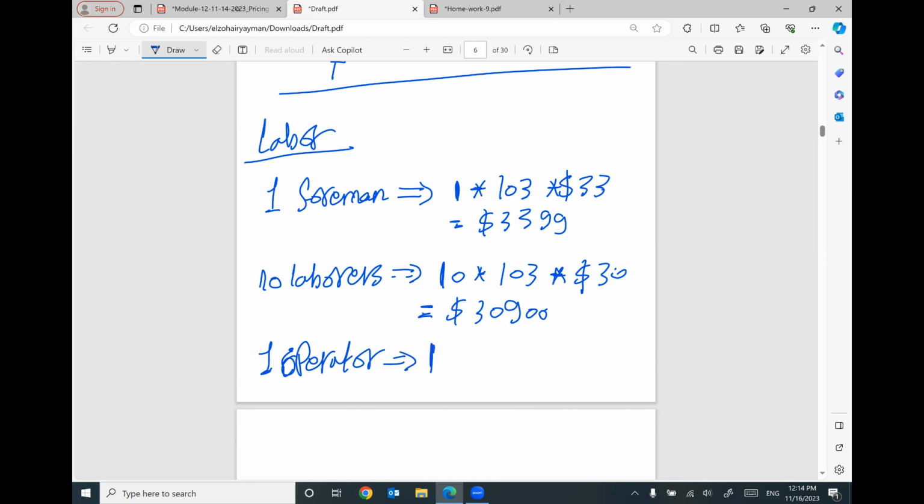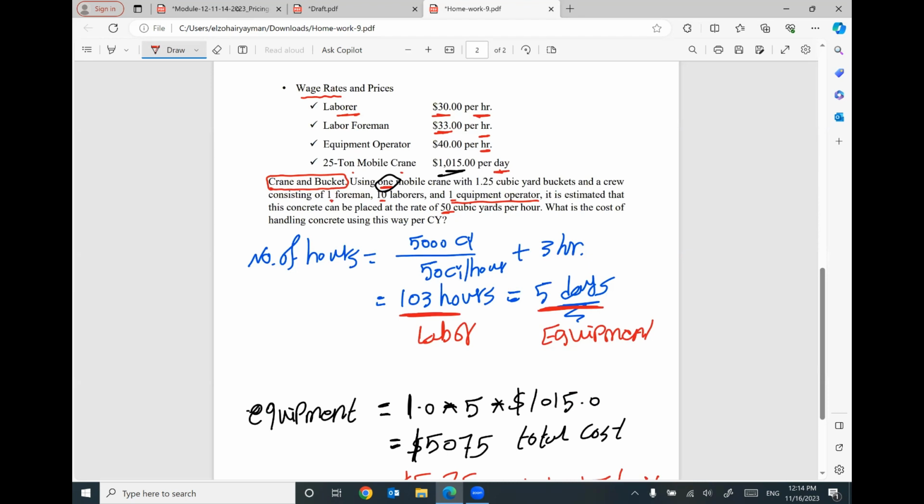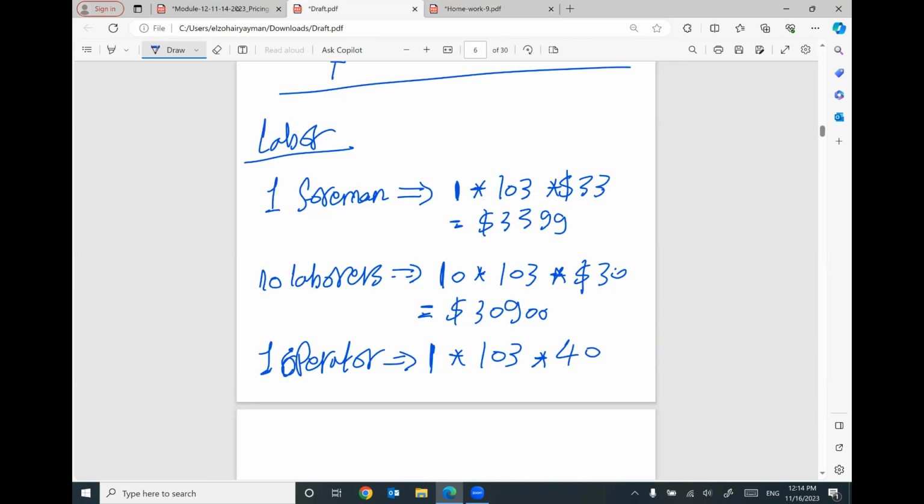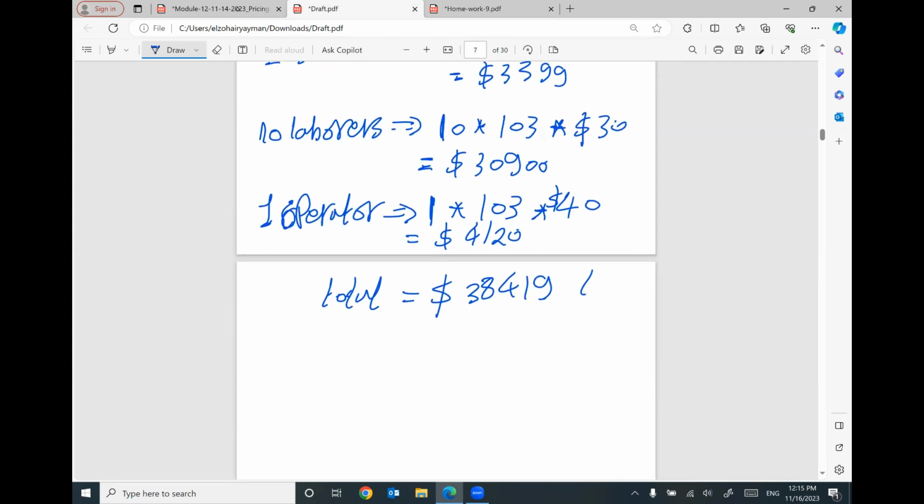And we need to hire one equipment operator. This one operator times 103 hours, and the price for each hour is $40. So the cost of one operator will be $4,120. So the total cost of labor will be $38,419. This is the total cost of labor.